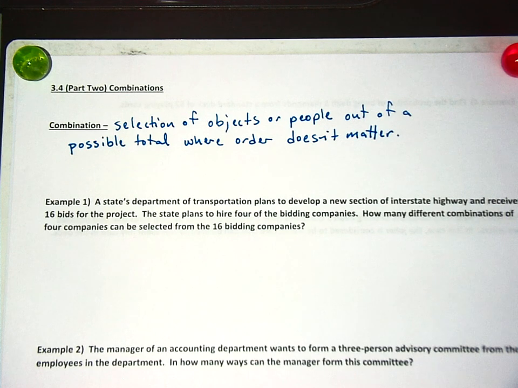Okay. A state's Department of Transportation plans to develop a new section of interstate highway and receives 16 bids for a project. What does it mean when a place gets bids for a project? Money. Money, but what does that mean by bids? How much money that company owns the contract?